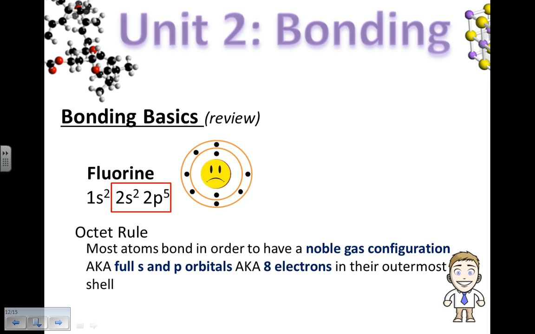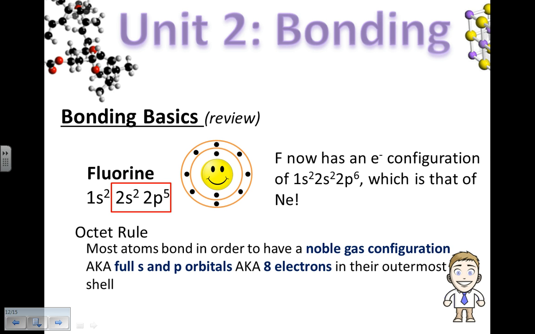Fluorine does a similar thing, but a little bit differently. Fluorine is not happy with its electrons, but if it could gain one more, then it would go to 2p6. That would make it really happy. And what's so great about 2p6? That's the same electron configuration as neon. And guess what? Neon is, of course, a noble gas.